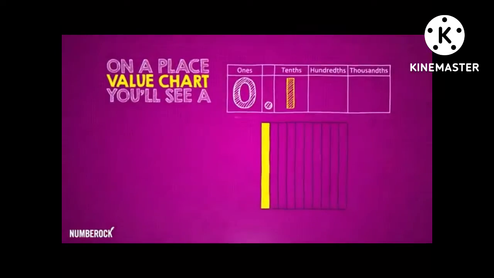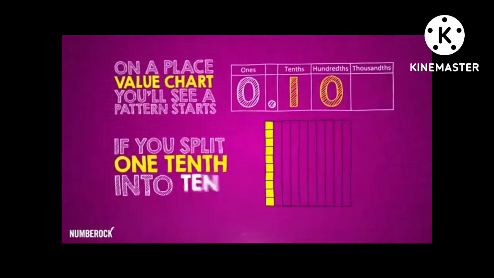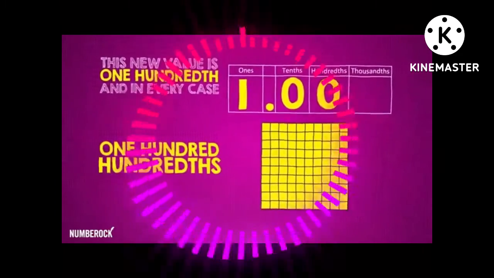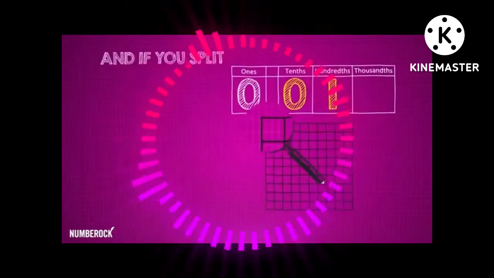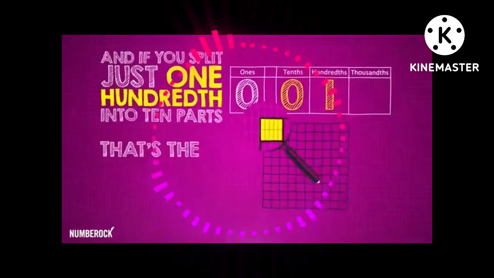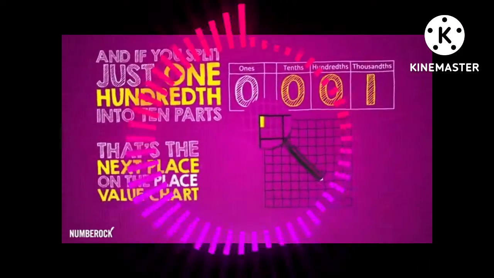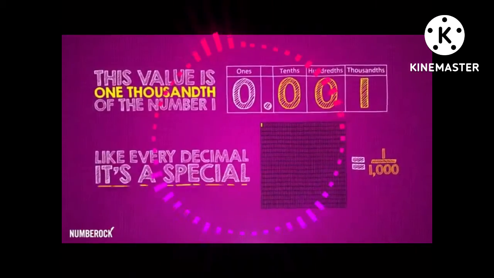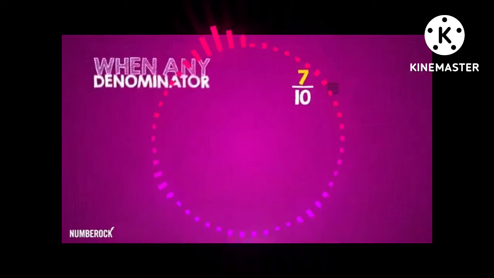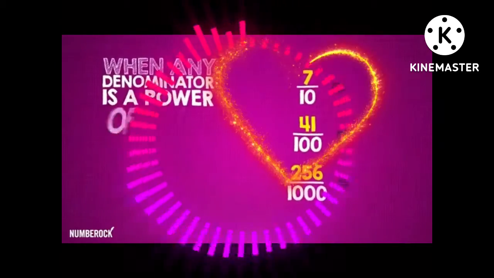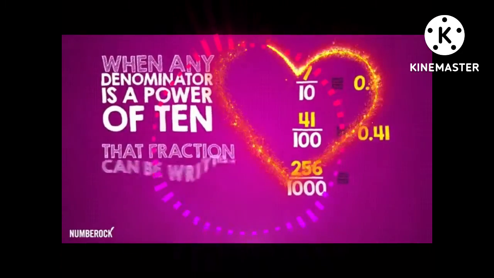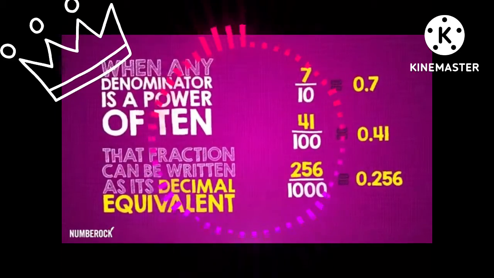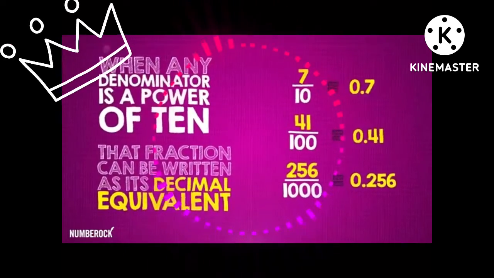On a place value chart, you'll see a pattern starts. If you split 1/10 into 10 equal parts, this new value is a hundredth, and in every case 100 hundredths equals 1 whole in the ones place. And if you split just a hundredth into 10 parts, that's the next place on the place value chart. This value is a thousandth of the number 1. Like every decimal, it's a special fraction. When any denominator is a power of 10, that fraction can be written as its decimal equivalent.